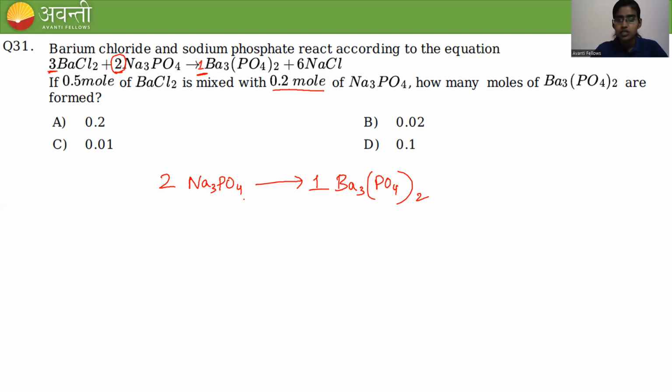Got it? Now 2 moles give 1 mole, and if 0.2 moles of sodium phosphate is reacting, then how many moles of barium phosphate would be produced? So 2 gives 1 and 0.2 gives 0.1, right? So 0.1 mole of barium phosphate would be produced from the given reaction. Got it? Such an easy question. You just have to find the limiting reagent by seeing the reactant number of moles, and then straight away you can get the answer without doing any calculation. So the answer will be 0.1. Okay, let's move on to the next question.